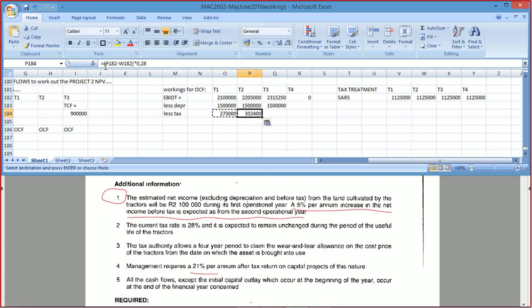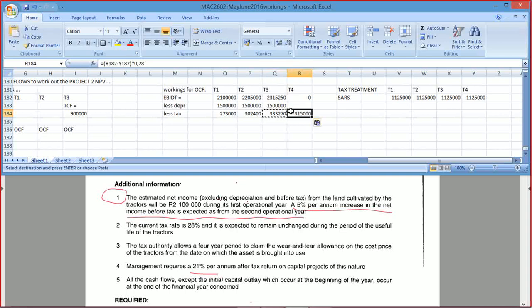Right, and then you'd have the same thing for this. I hope the formula is right. That minus that, divide, times 28%. Yeah, that's correct. Okay, and then the same thing there. That minus that times 28%. That's the tax. Okay, good.